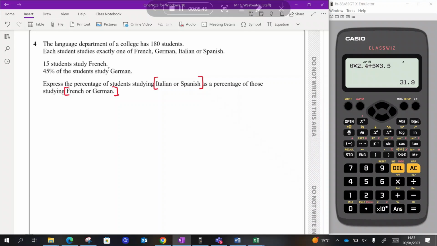We're given the information about French and German up here, and as each student studies only one of these, I guess if there are 180 students in total, then the rest must study Italian or Spanish. So let's do this. 45% of students study German. So if we do 180 times 0.45, that's 45% of 180. This is 81.